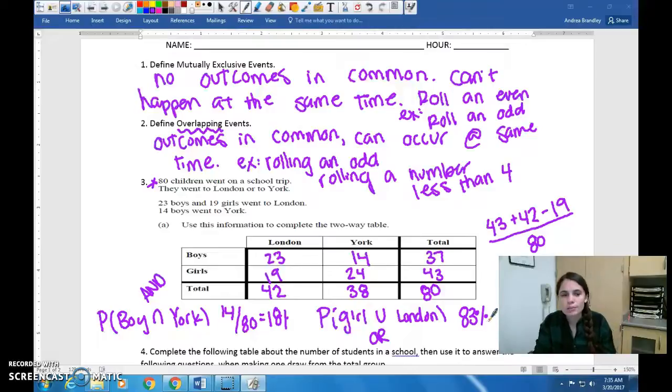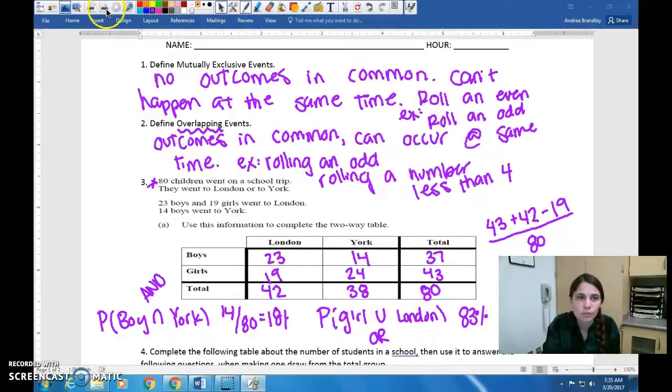And that's pretty much the most complicated thing that I'm expecting you to do using two-way frequency tables. And I don't think intersections, I don't think you'll have any trouble with. And the only thing to remember when finding a union is to make sure that you don't count things twice. So since this 19 was counted in London and girls, we'll subtract it once to make sure that we don't double count things. The second thing we're talking about today is conditional probability.